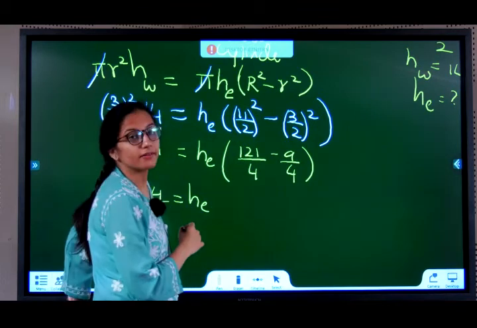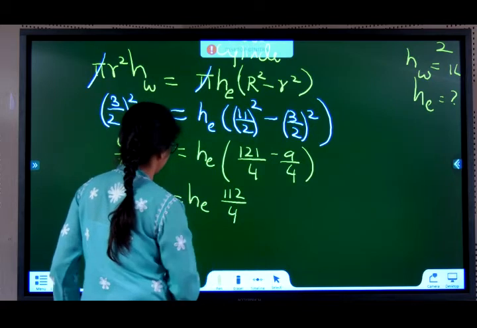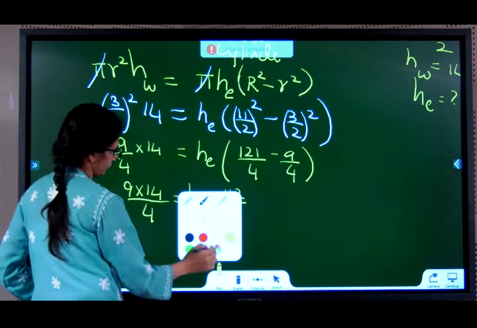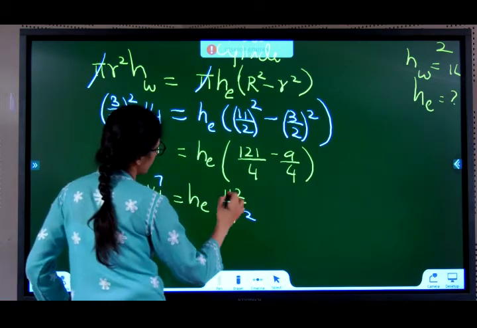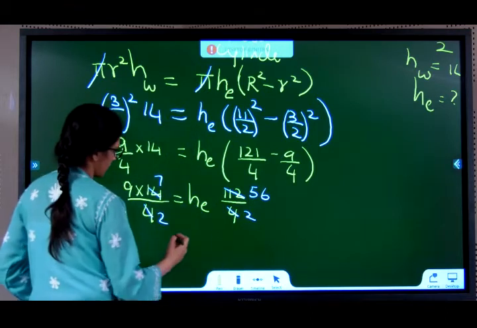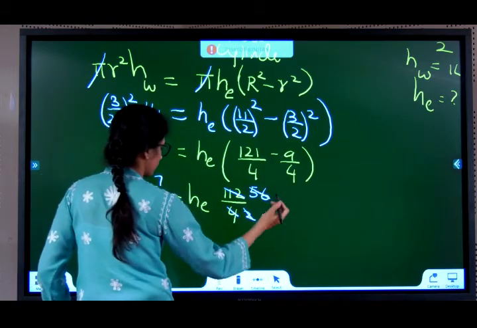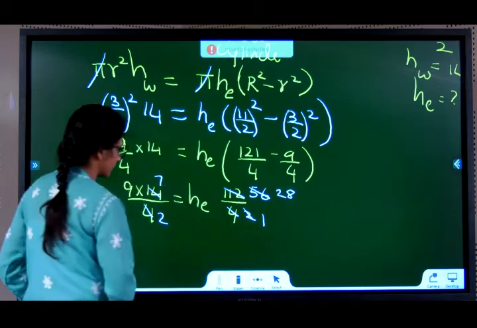121 minus 9. 112 by 4. 2 2s are 4, 2 7s are 14, 2 5s are 10, 6. 2 1s are 2, 2s are 4, 8s are 16.